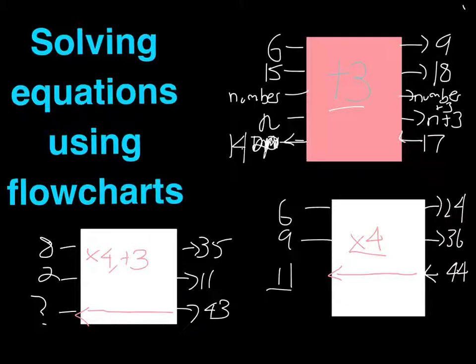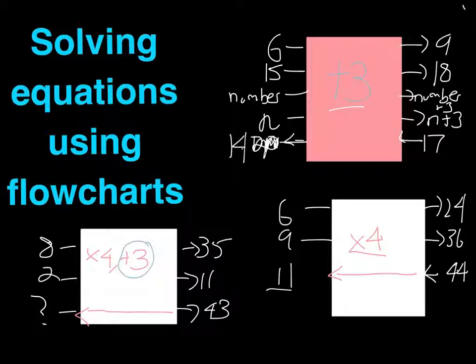So to figure out what I needed to put in this machine, I start at 43, but I do the last thing first. I undo the plus 3 first. So when I put 43 into this machine, I subtract the 3 to get 40 and then divide it by 4 to get 10.